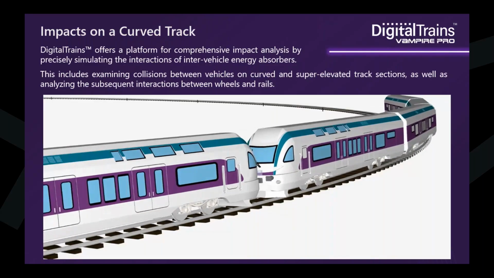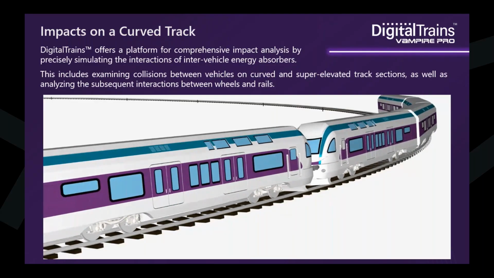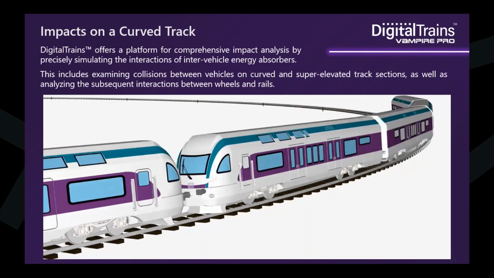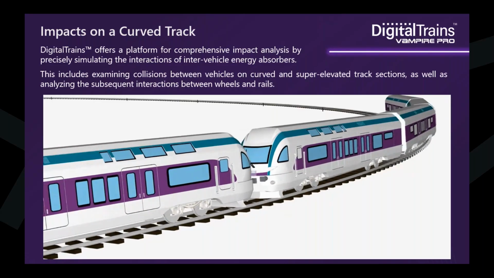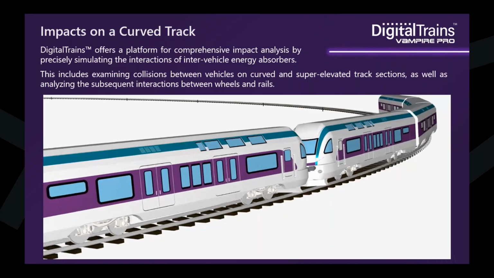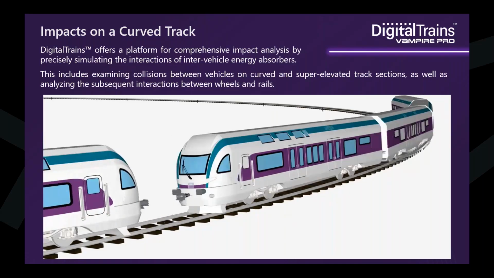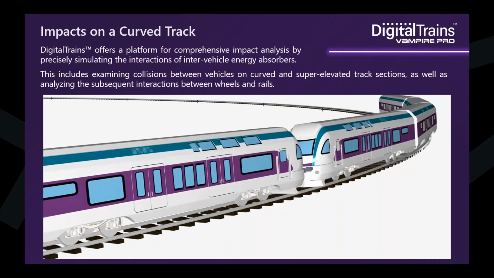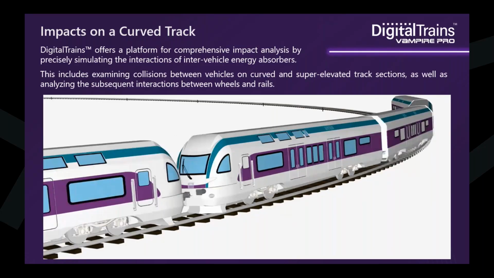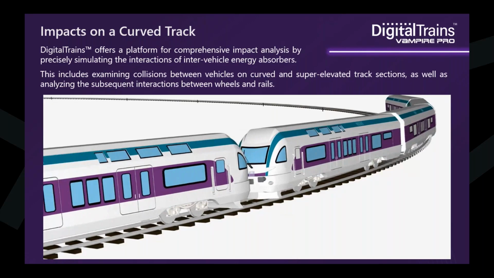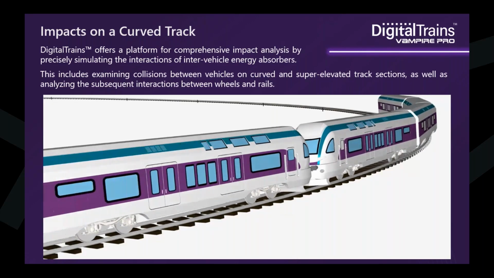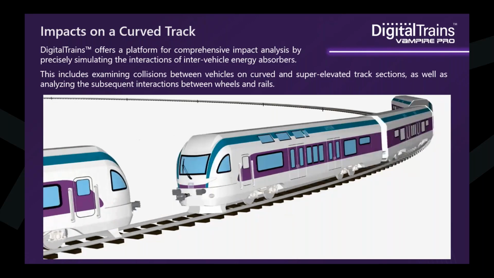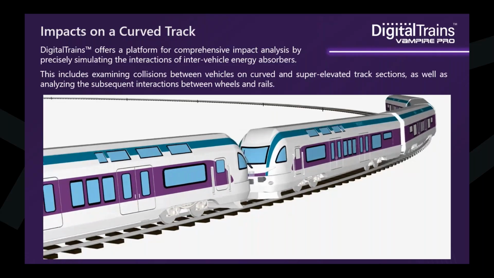Traditionally, crash energy management and coupling stroke shunting acceptance criteria have all been analysed on straight and level tracks. But by integrating VAMPIRE Pro's wheel-to-rail simulations within Digital Trains, this enables more comprehensive three-dimensional analysis. And this therefore allows us to evaluate how the crash energy management of a train is influenced by impacts on a curve and the associated derailment risks.